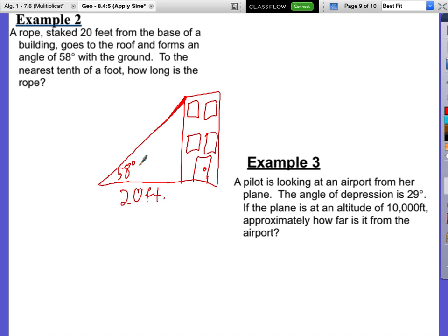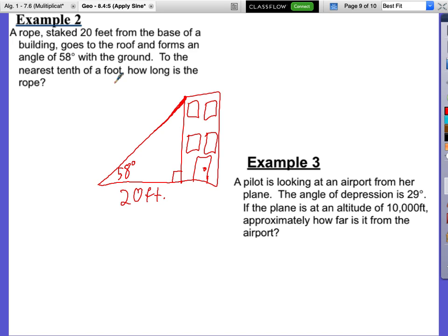What kind of angle would this ground make with the building? Right angle. I sure hope so. Otherwise, we might want to call our architects and say, whoa, let's fix this. And what are we trying to find here? The height of the building? Is that what it says?